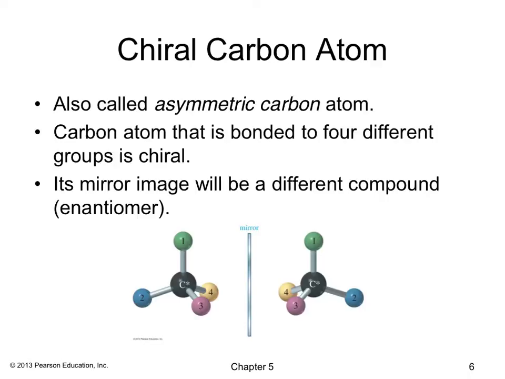So a chiral carbon atom, also known as an asymmetric carbon, is a carbon atom that is bonded to 4 different groups. So 1, 2, 3, 4 shown here. Again, a mirror image of a chiral compound would be an enantiomer, because this is not superimposable and it still has the 4 different things attached to it.